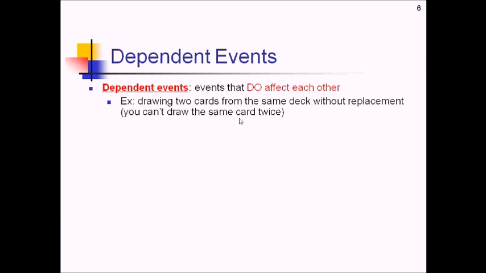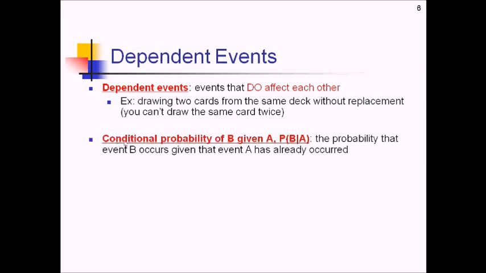But after that first event happens, that second event's probability is going to be kind of special. We have a special name for it. We call it conditional probability. The conditional probability of event B given A, which we can symbolize with this little P of B with a line and then A. This little line means given. This is the probability that your event B occurs given that event A has already happened.